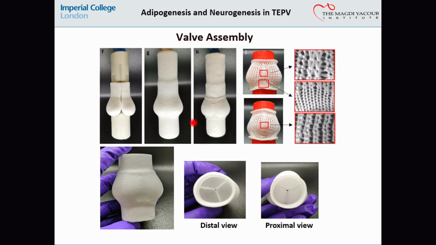We then mount a knitted support, and this is made out of polycaprolactone as well. And this knitted support has various regions of different tension to mimic the native valve regions. This embedded support is then coated with another layer of polycaprolactone, and then these molds are dissolved away to reveal the valve. This is the distal view and the proximal view.